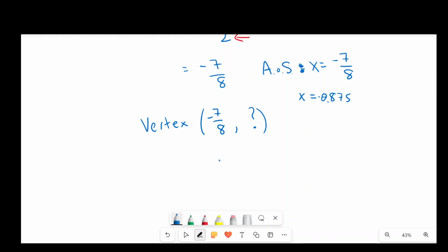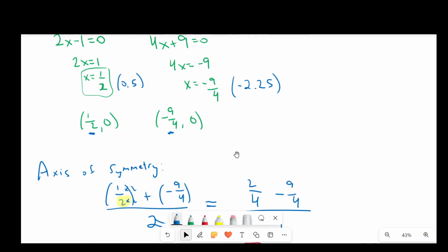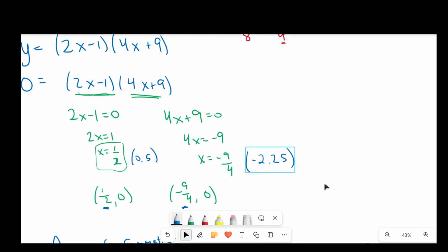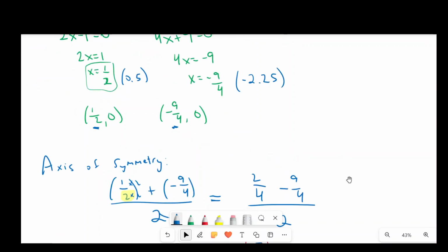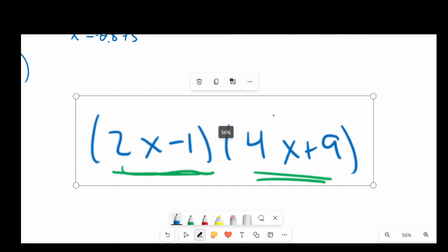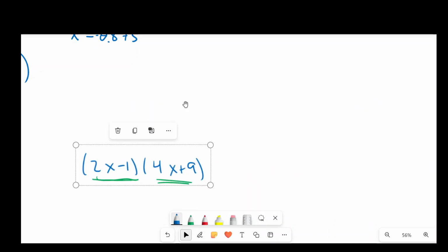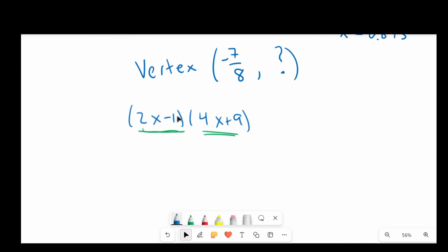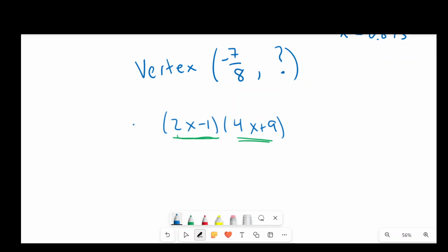So I found it anyway because we kind of have to. So the vertex has an x-coordinate of -7/8, and now I just need to find the y-coordinate. I need my factored equation. So let me see if I can copy it so I don't forget it and have to keep scrolling around. Did that work? Oh, it did, sort of. It just jumped around a little bit. Okay, so that is the factored equation I'm working with.